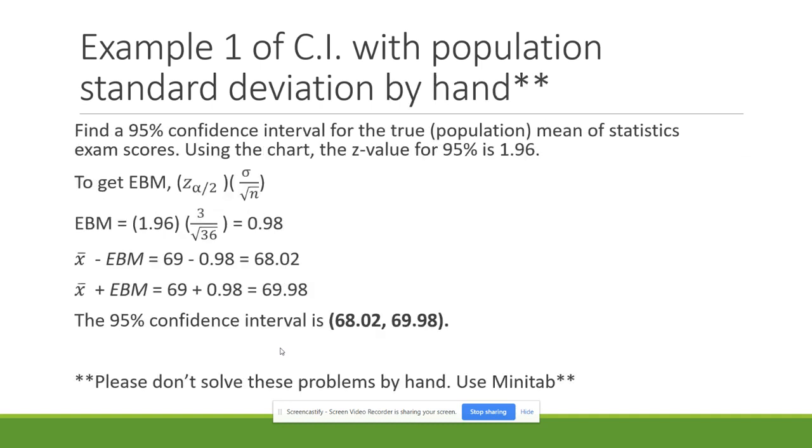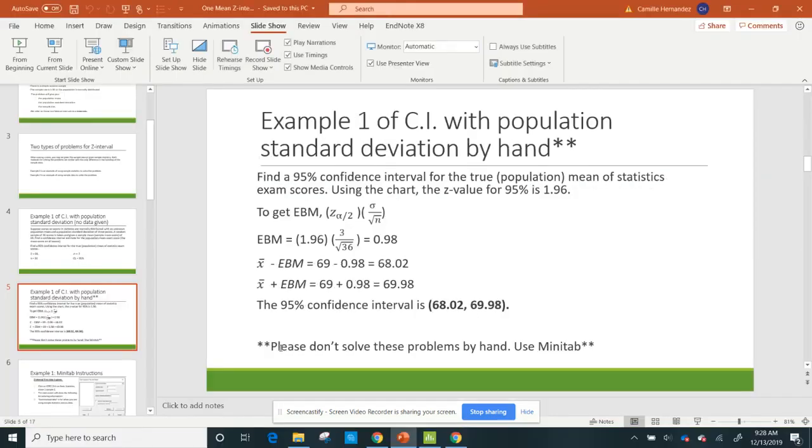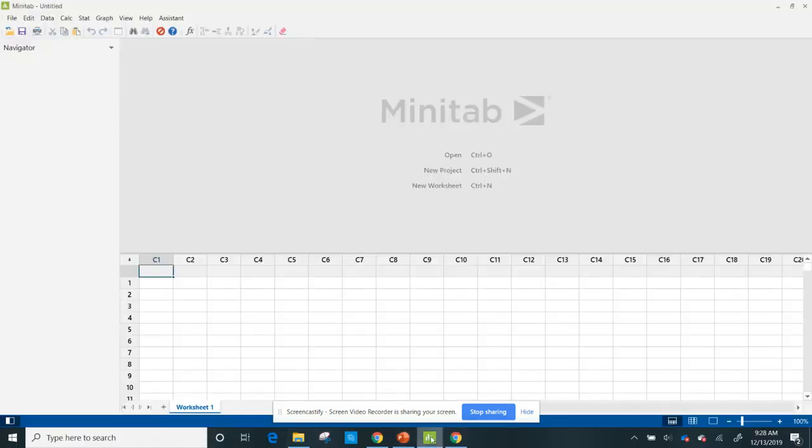So from there, I could solve it by hand. And if you see here, I found everything to solve it by hand, but I really don't want to do that. It takes too long and it can be difficult because you have to know the critical values and you have to do math by hand. So I'm going to show you how to do it in Minitab. I'm going to escape out of here and go to Minitab.